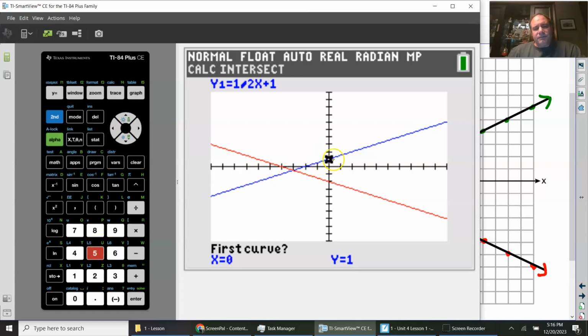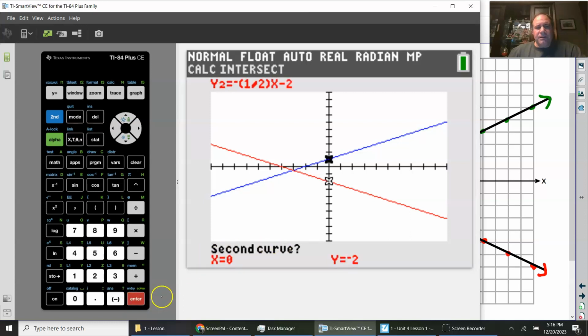So if you see this cursor right here, you can leave it right there, or you can move it closer to where the intersecting point is. But I'm going to leave it just for demonstration purposes. And it says first curve and has a question mark. I'm going to press enter.